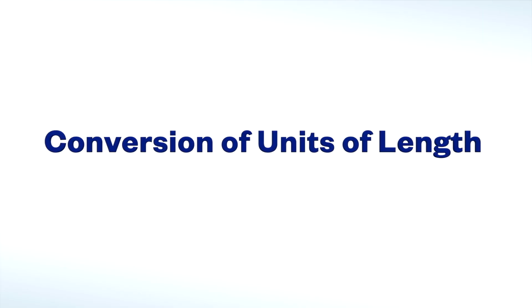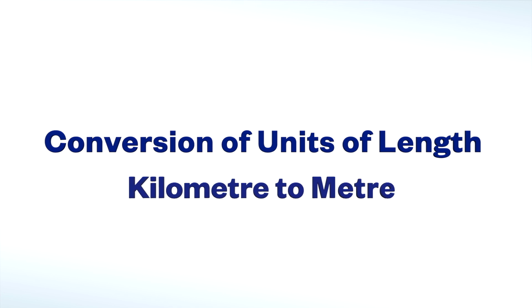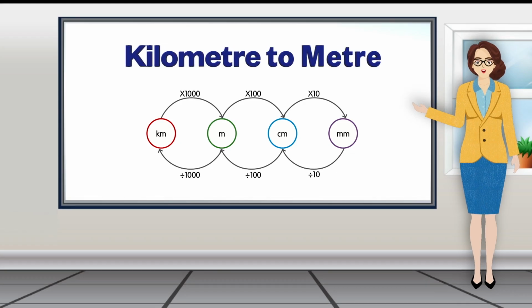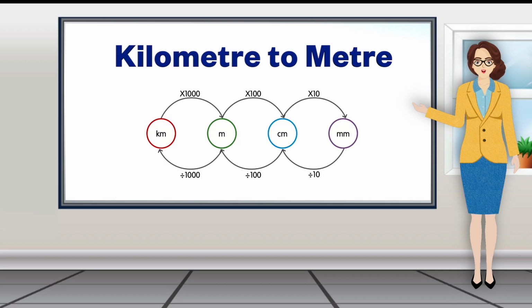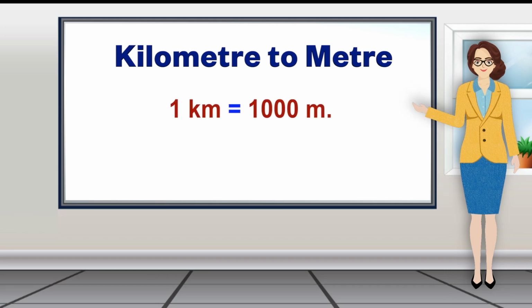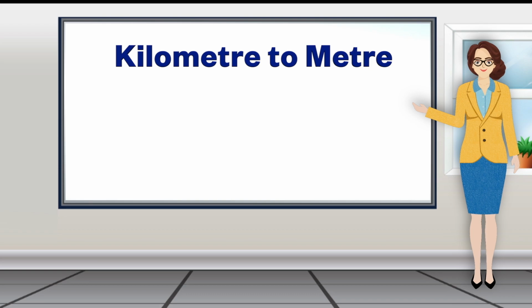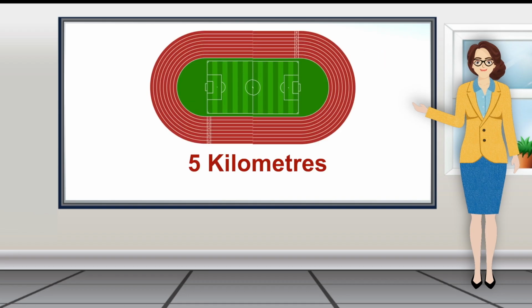Conversion of units of length. Kilometer to meter. As we know, kilometer and meter are used to measure long distances, and to convert kilometer to meter, we use the formula 1 kilometer is equal to 1000 meters. Let us learn how to convert kilometers to meters from an example.